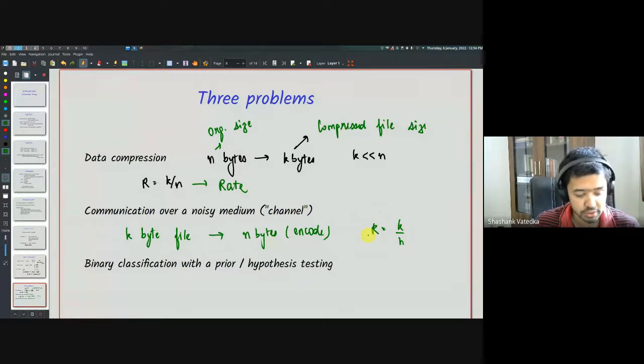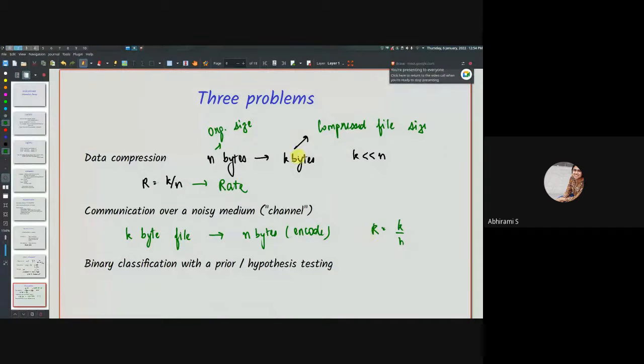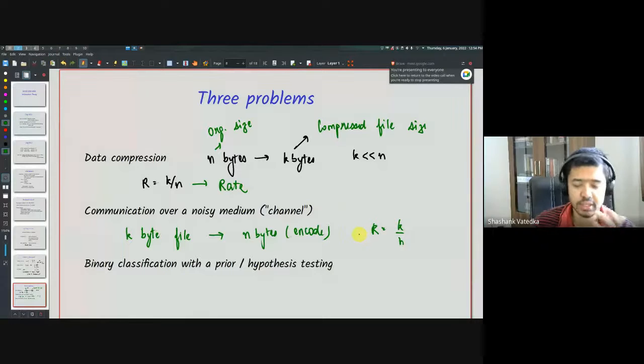Sir, k byte is the actual size and n is after adding redundancy? Exactly, after adding redundancy. Anyway, it doesn't particularly matter now. I could take my metric to be n over k or k over n, whatever. But we'll see that we'll define it as k over n just for historical reasons.